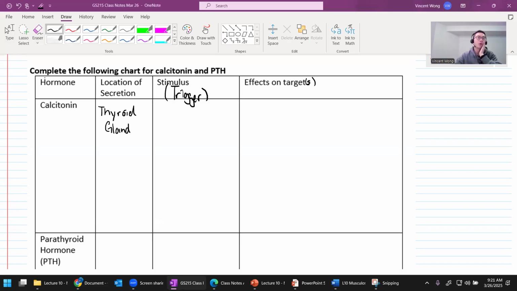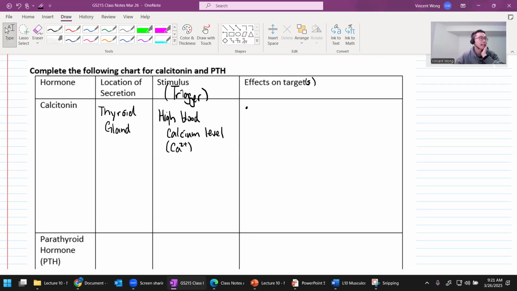Too much or not enough? That's right, too much calcium. So, high blood calcium level. When I say calcium, I'm referring to the ion form, not elemental calcium. So what do you do with all these extra calcium?